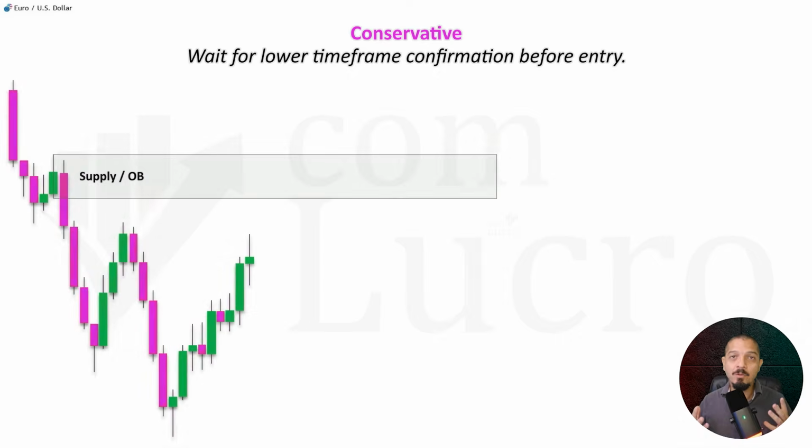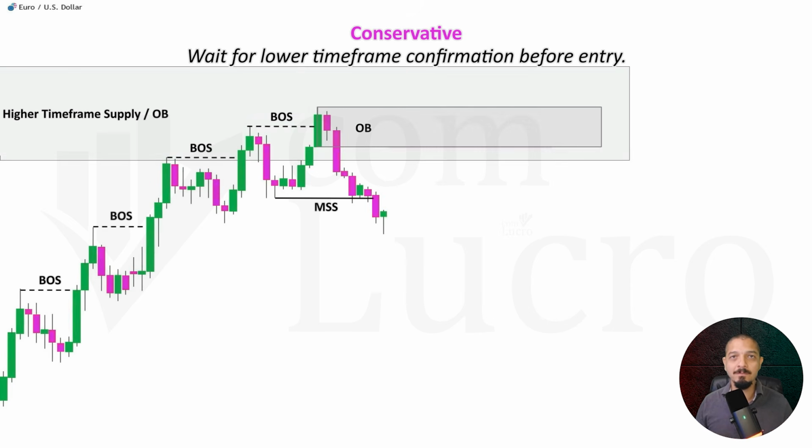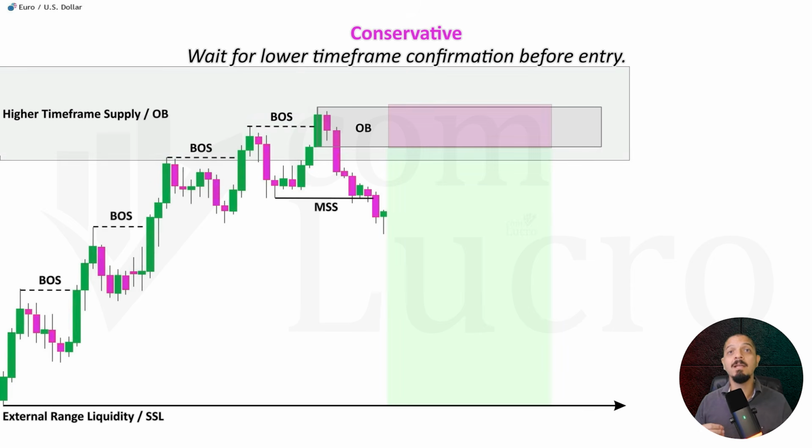The key principle is that your analysis time frame should be at least twice as large as your entry time frame. To apply the conservative model, we wait for price to reach the point of interest and show a clear rejection. Once that happens, we move to the lower time frame, observe price action closely, and patiently wait for a valid change of character pattern to form. After confirming the shift in market structure on the entry time frame, we place our entry at the lowest point of the newly formed order block.